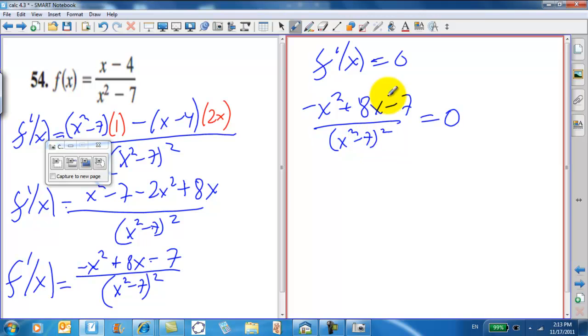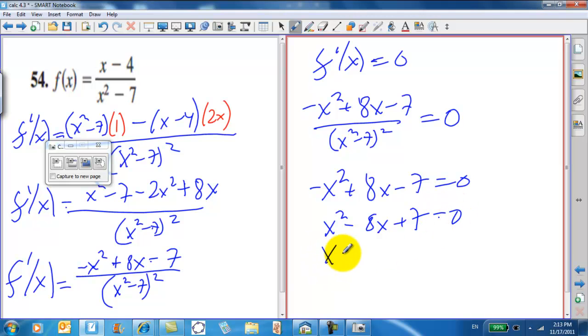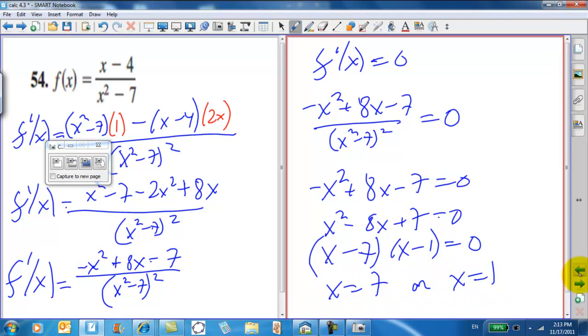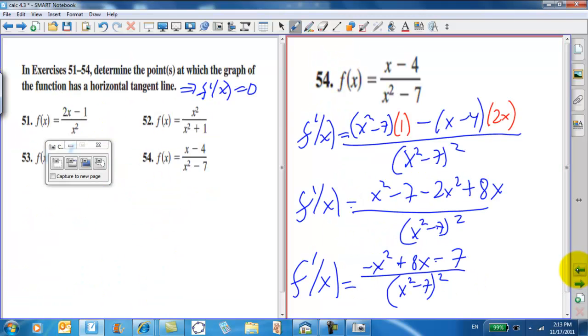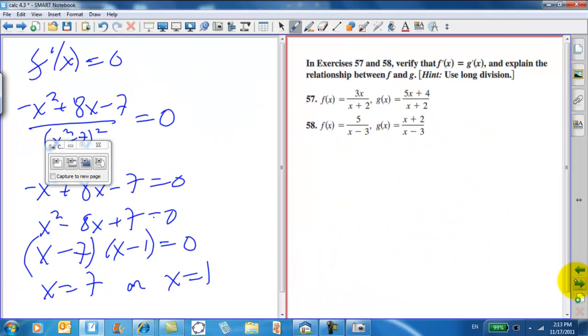Well, as you saw from our work with rational functions, the zeros of the function will be when the numerator equals 0. Let's multiply through by negative 1. x squared minus 8x plus 7 equals 0. That factors. And it looks like we get horizontal tangent lines at x equals 7 or at x equals 1. Now, we're looking specifically to determine the points on the graph at which the function has horizontal tangent lines. So we have to go one more step.